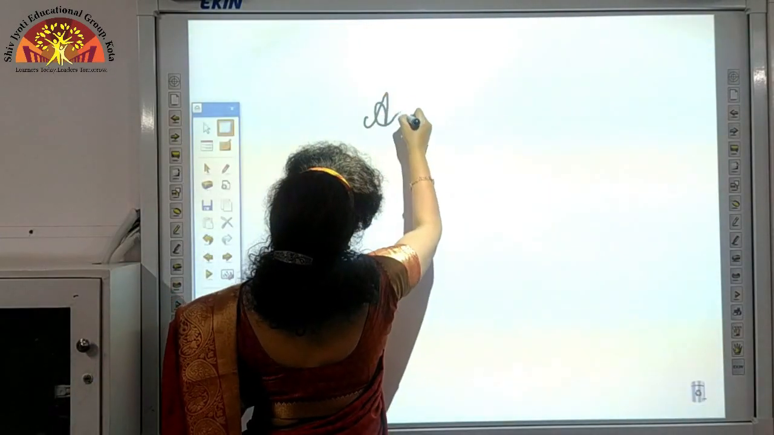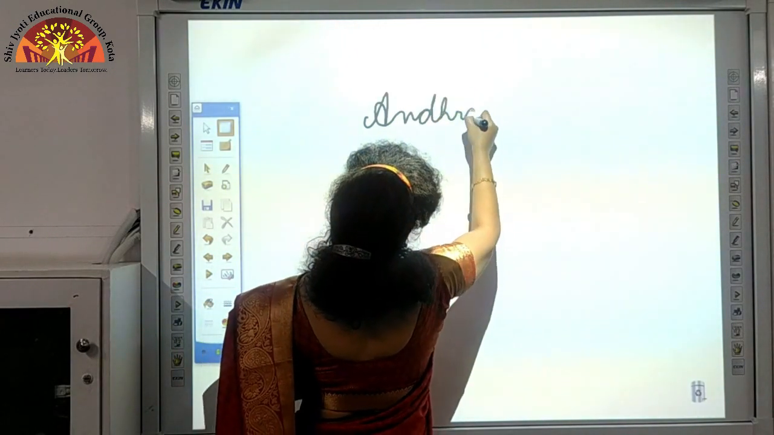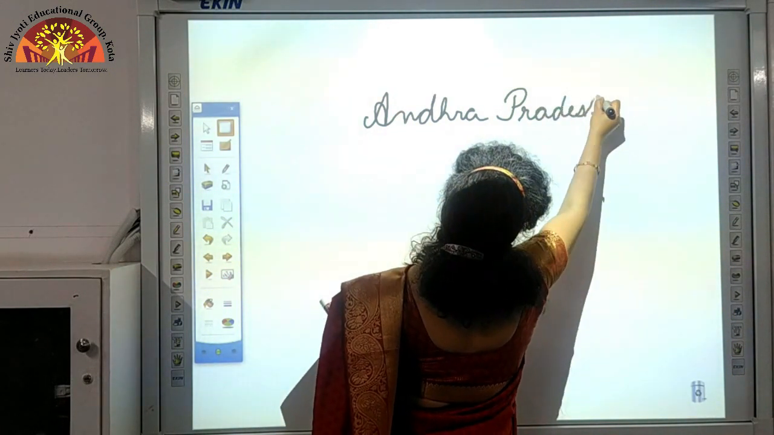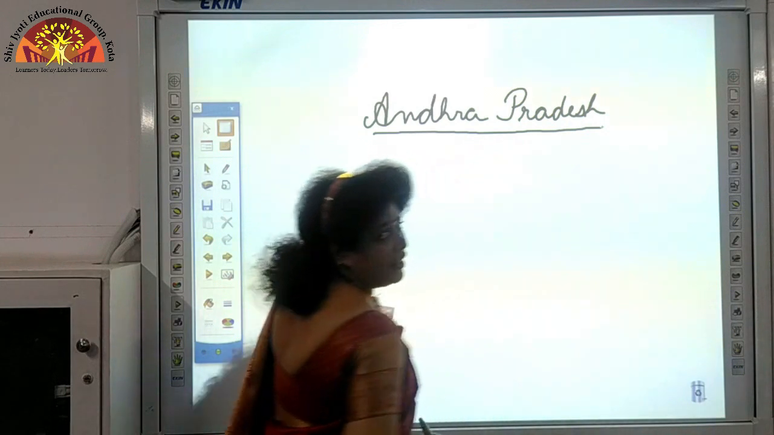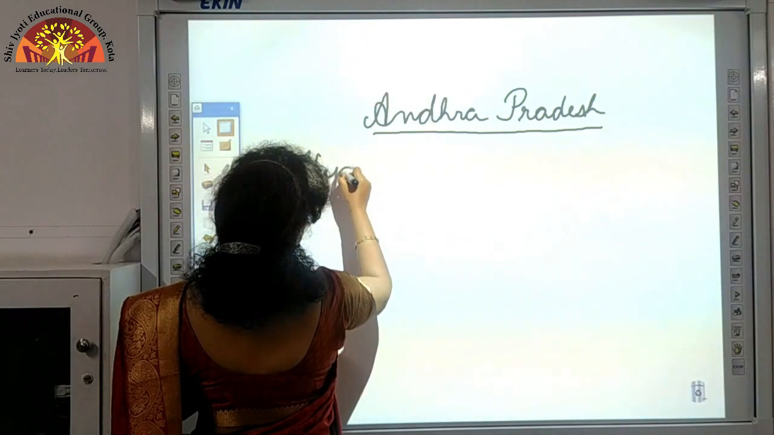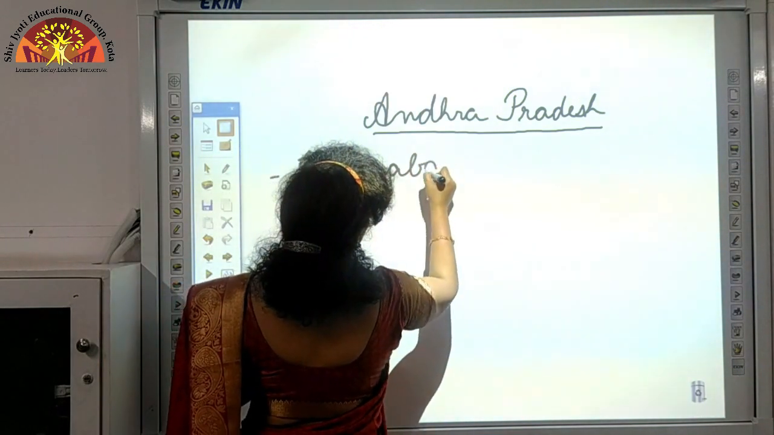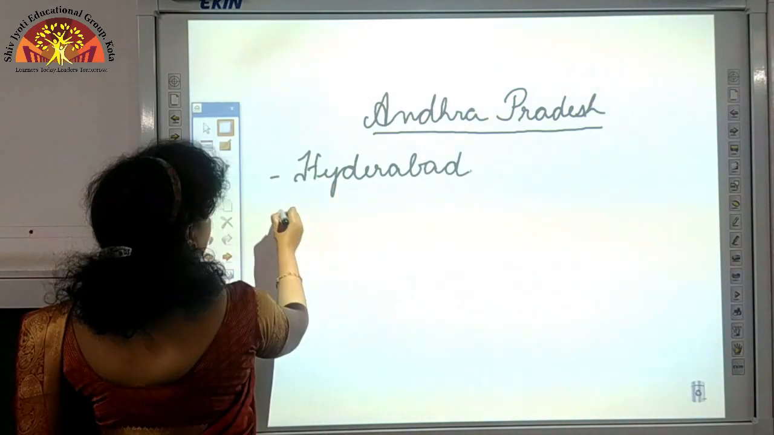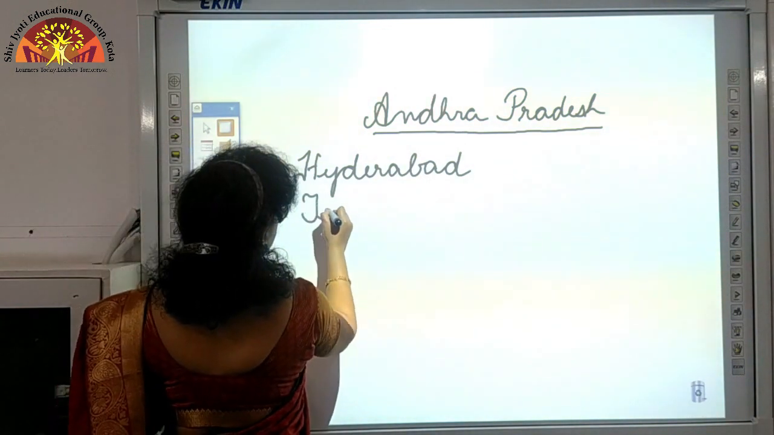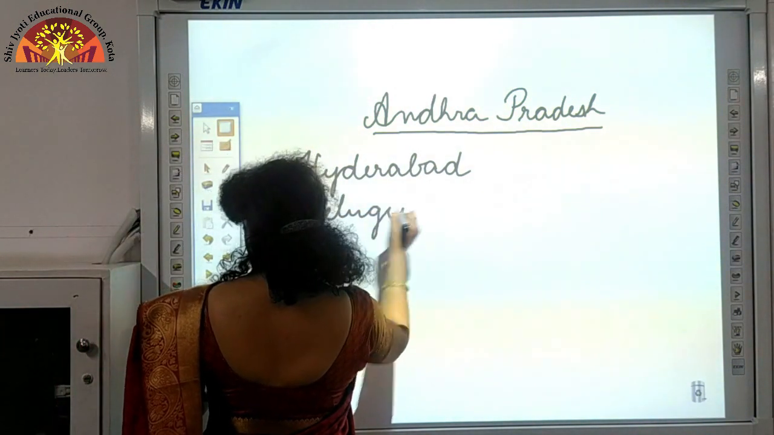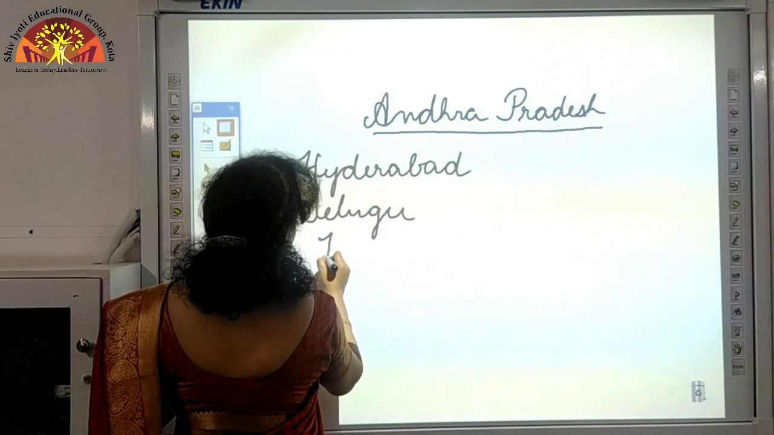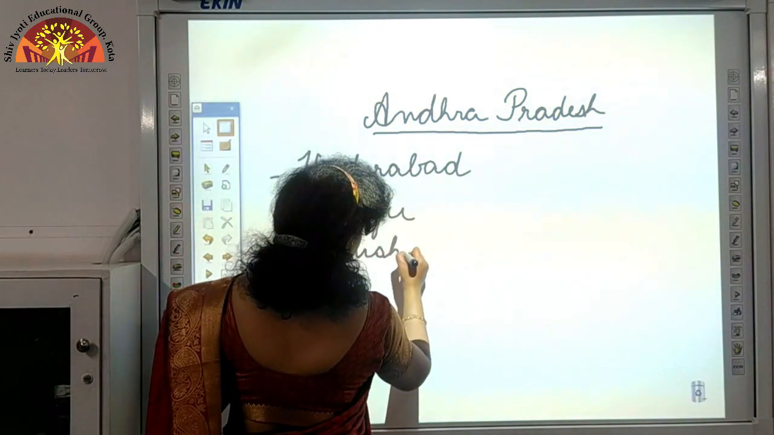Our next state is Andhra Pradesh. Which is the capital of Andhra Pradesh? Hyderabad is the capital of Andhra Pradesh. And what is the regional language of Andhra Pradesh? It is Telugu. People of Andhra Pradesh speak Telugu, and the delta formed in Andhra Pradesh is called the Krishna Godavari Delta.